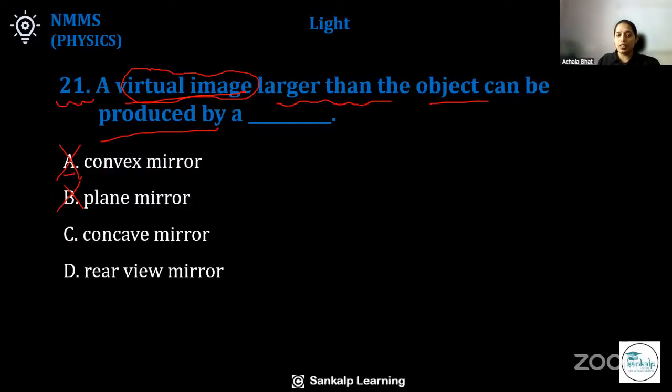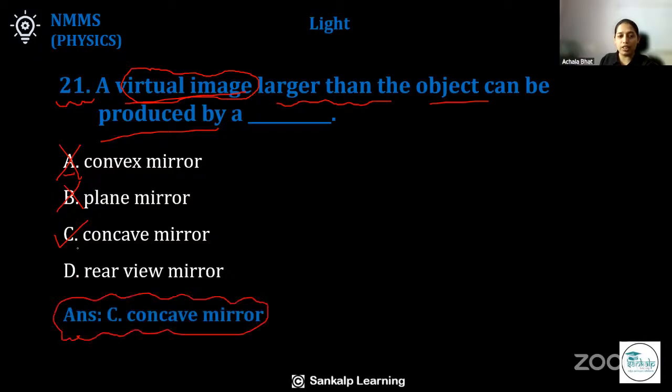See, concave mirror. Concave mirrors are used by dentists and as shaving mirrors. Therefore, concave mirror is correct. This forms a virtual image larger than the object. Therefore, option C is correct, concave mirror. D, rear view mirror. A rear view mirror forms smaller images. D is wrong.